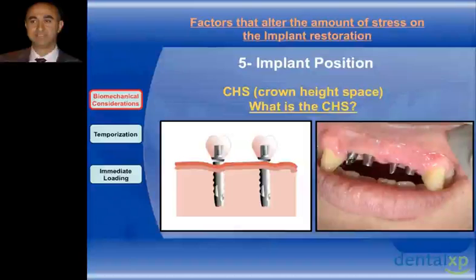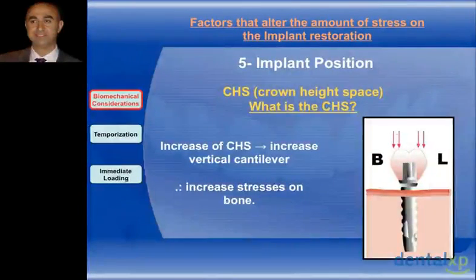Implant positioning again. From the literature, we know that crown height space is a very important, significant factor in implant success itself. What is the crown height space? The crown height space is actually the space available not just for the crown, it's from the crest of the ridge around the implant to the occlusal table of your same implant restoration. Why is it significant? Because whenever this crown height space increases, it increases what we call a vertical cantilever. And whenever this vertical cantilever on the implant increases, we have more stresses on the bone surrounding the implant itself.